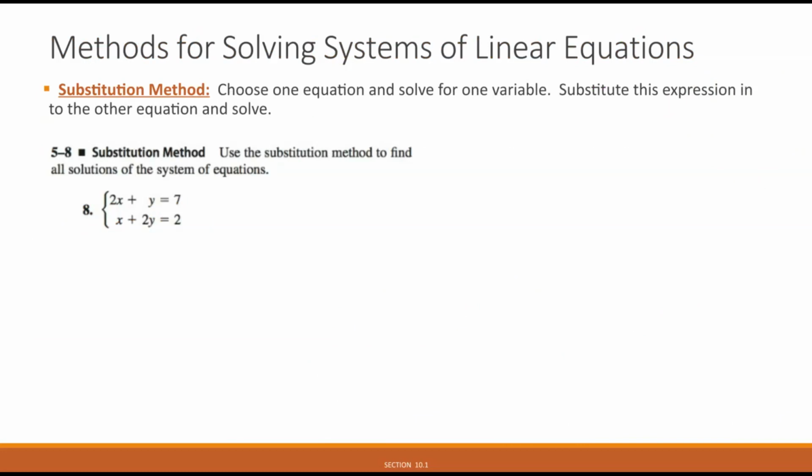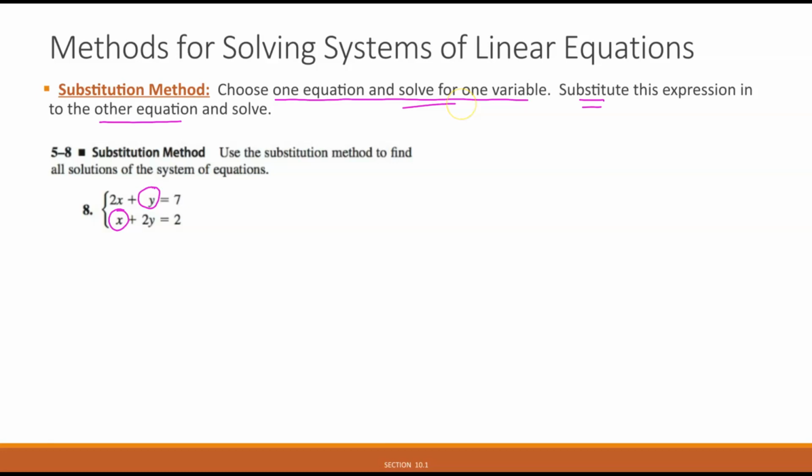The first method that we're looking at is substitution. We choose one equation and solve for one of the variables, and then substitute that into the other equation to get an ordered pair if one exists. In the example that we see here, we can easily solve equation 2 for x. We can easily solve equation 1 for y. So these would be two variables that would be easy to solve for. And that's what we're looking for.